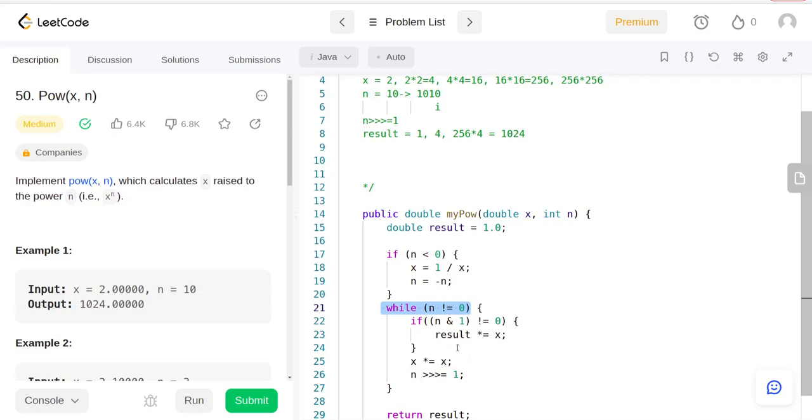So basically you are removing one digit in the binary representation of n. You are removing one digit, so that is basically the log of n, which is going to be the time complexity here.